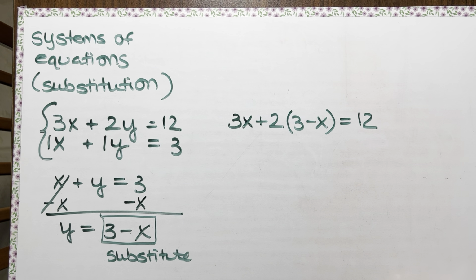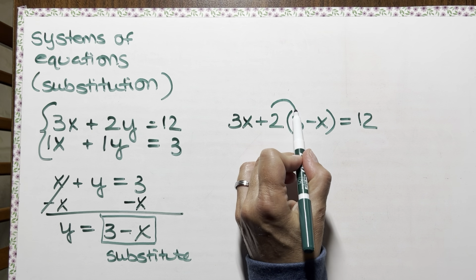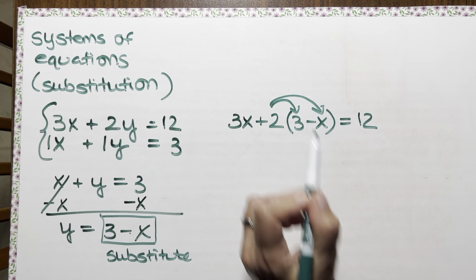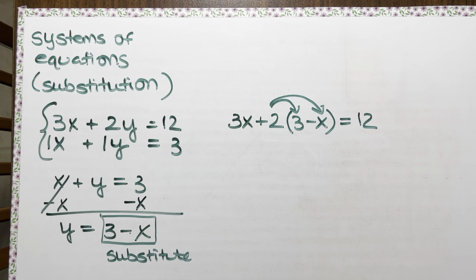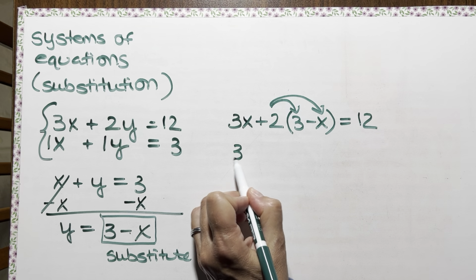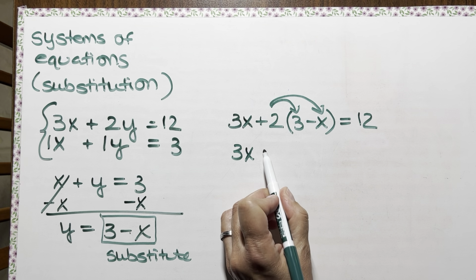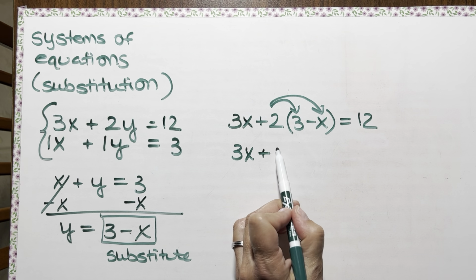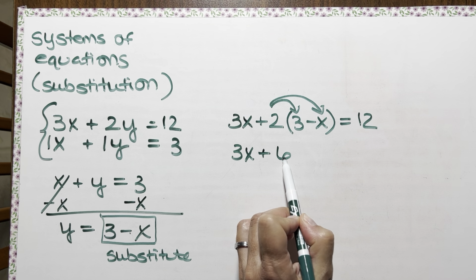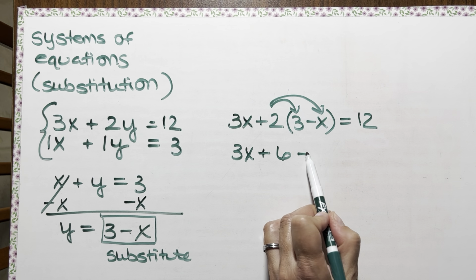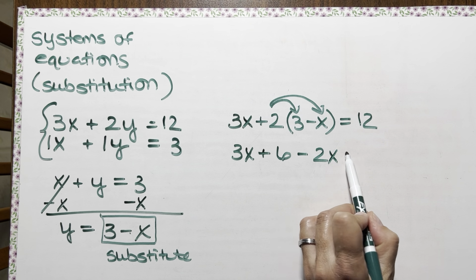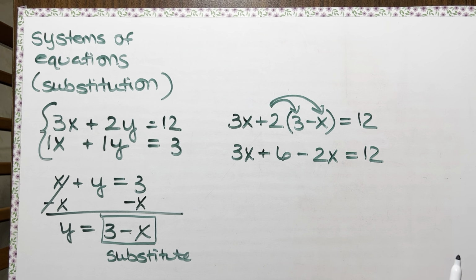We are going to use a skill that we've done before, which is the distributive property. Now I have to distribute the 2 to everything in my parenthesis. So the 3x stays the same. 2 times 3, I'm going to have a 6. 2 times negative x is negative 2x equals 12.